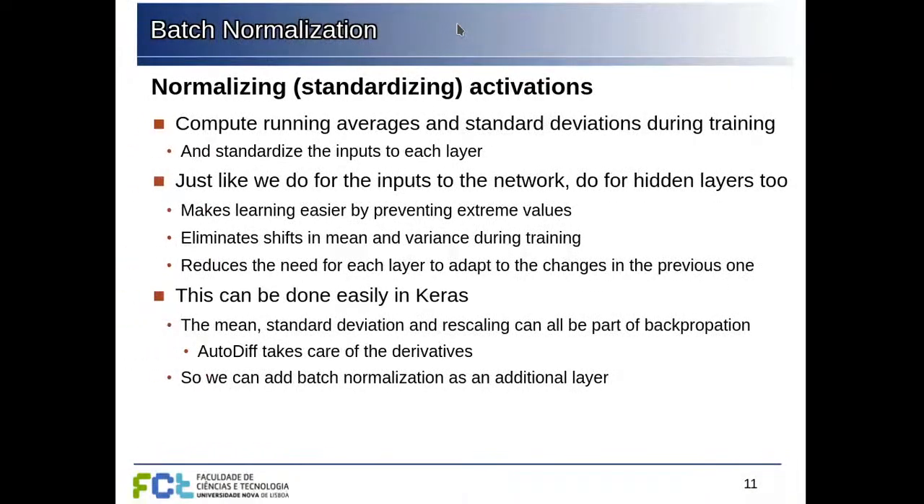And this has the effect of speeding up training quite a lot, because it simplifies the task for each layer, because it keeps standardizing the inputs for that layer. So the layers don't have the additional work necessary to keep dealing with changes in the mean and the variation of the inputs from the previous layer.